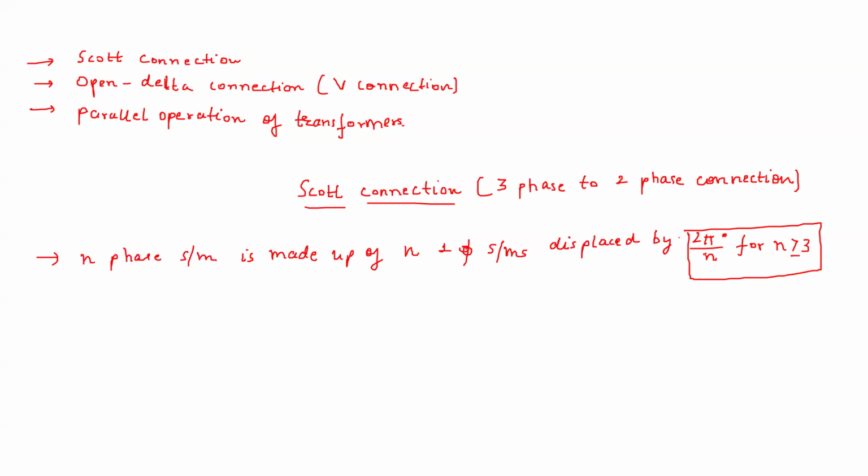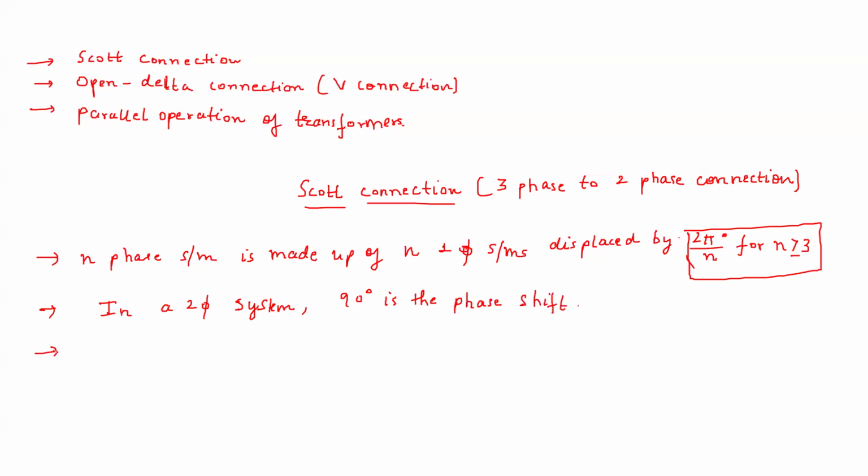So suppose you have a three-phase system. What is the angle displacement between them? It is 360 degrees by 3, which is 120 degrees. Like that. But for a two-phase system, this formula is not valid. For a two-phase system, there is a phase shift of 90 degrees.